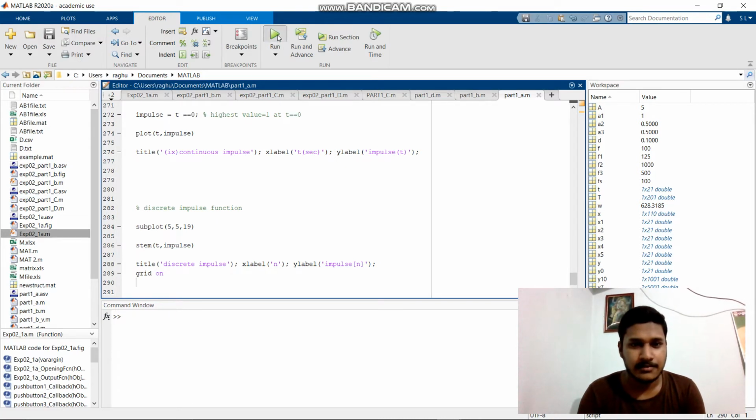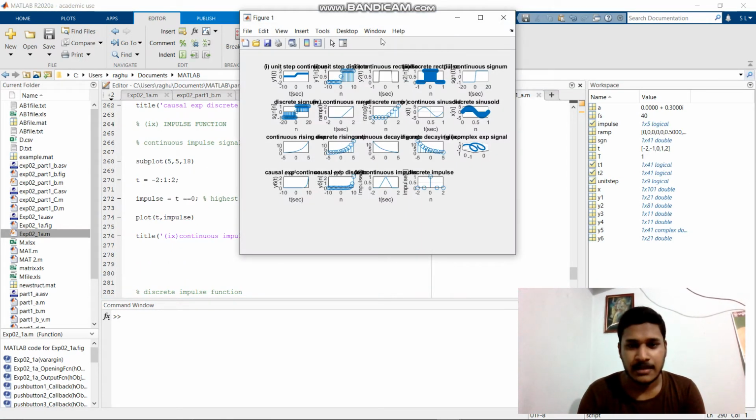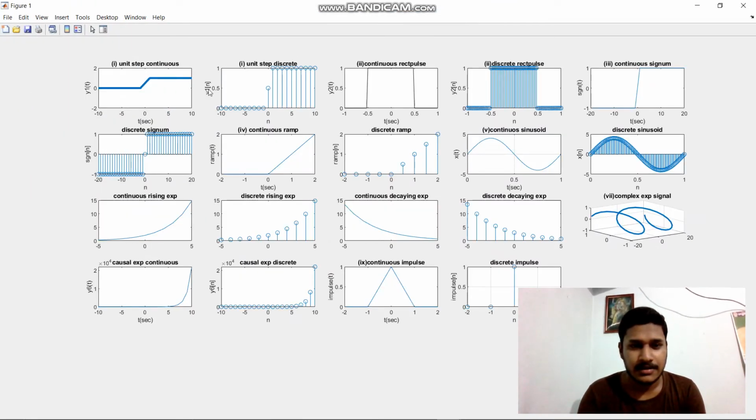So I am running this program. Now we will obtain graphs in a 5x5 matrix, given the positions by using the subplot function. This is the plot, continuous and discrete side by side, and here is the complex exponential signal, which is helix in shape. You can see the difference between continuous and discrete. The continuous function occurs at continuous values of time, but the discrete function occurs only at a set of values. That's why it is represented like this.